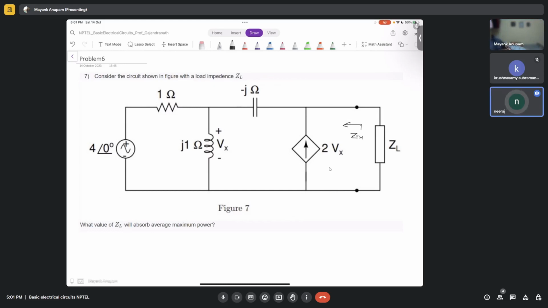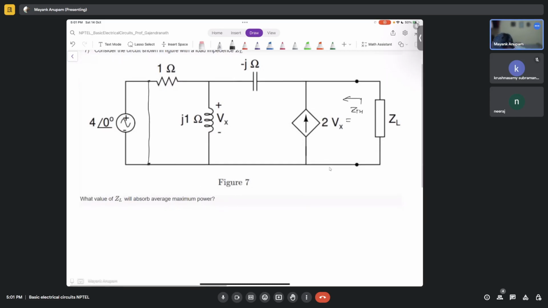We have to apply our test voltage. You have to apply test voltage by shorting this first. This will be shorted here. And then you have to apply test voltage and then say, how much is this? So this is the same thing like this, right? So let me redraw it.